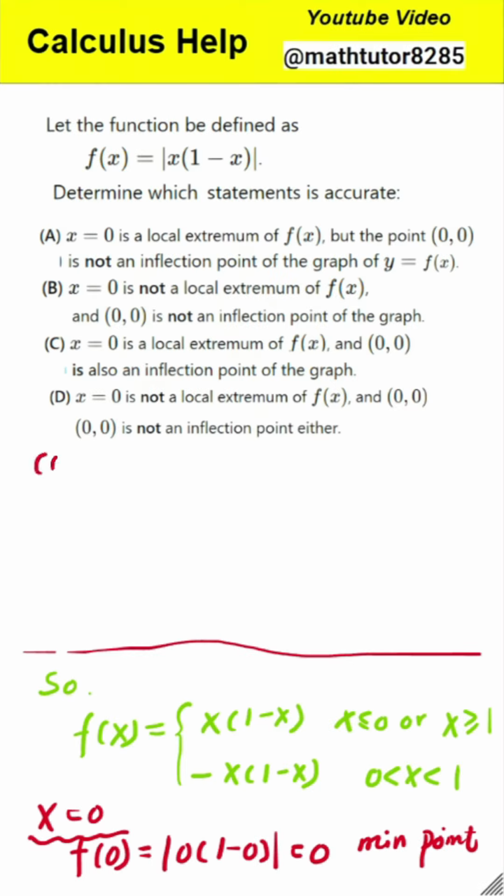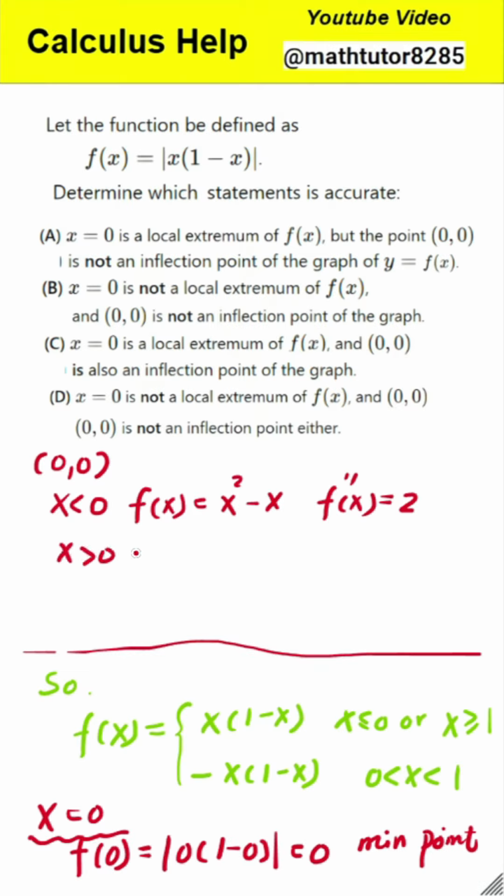Next step is to examine whether the point 0, 0 is an inflection point. Now, let's look at how the curvature changes near x equals 0. When x is less than 0, the function simplifies to x squared minus x. The second derivative in that case is a constant value of positive 2. When x is greater than 0, the function becomes negative x squared plus x. The second derivative here is a constant value of negative 2.